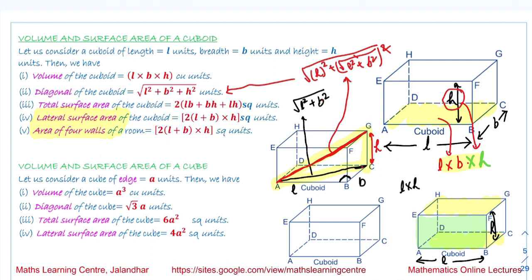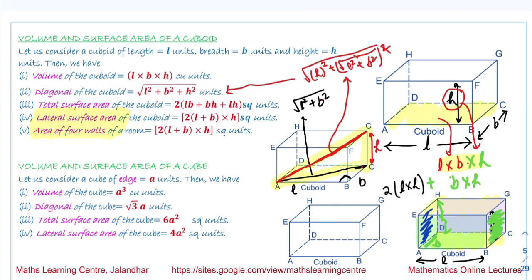Similarly, on the back side there is another wall, DHGC, which has the same area, L into H. So this becomes 2 times L into H. Similarly, we are talking about the two side faces. One face is EHDA. In this face, this is the breadth B and this is the height H. So the area of this region is breadth into height.